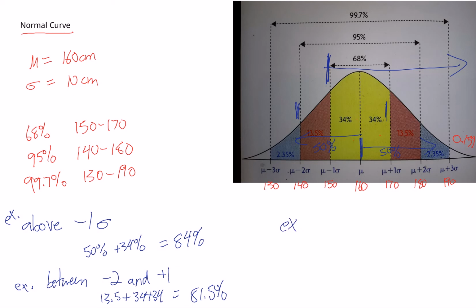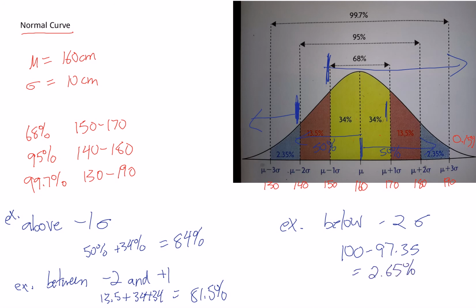And we can also do ones where it asks questions something like, what percent of the data on the graph is below -2 standard deviations? So below -2 would be everything from this line down. So you can see we have 95% in between, plus that 2.35, so that gives us 97.35. So we can just do the opposite and go 100 minus 97.35, and that would give us 2.65.